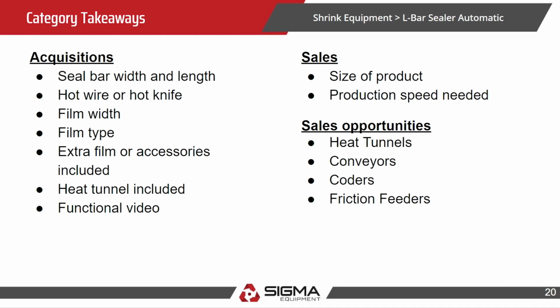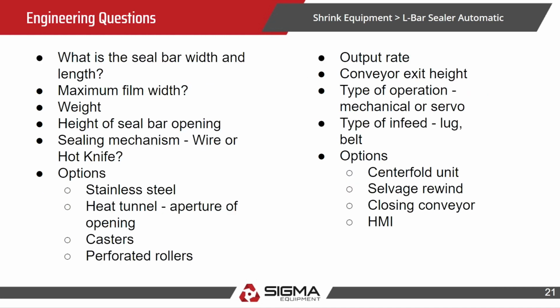And different sales opportunities when selling these units, upsells, could be heat tunnels, which they're typically always going to need, conveyors, closing conveyors, in-feed conveyors, coders for your specific type of product, and again, friction feeders or shuttle feeders when adding that to the line.